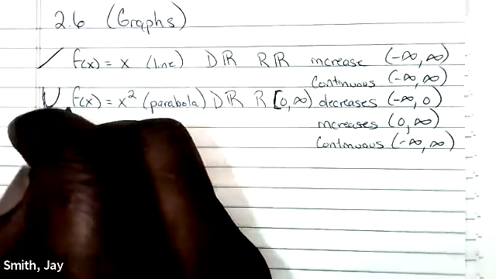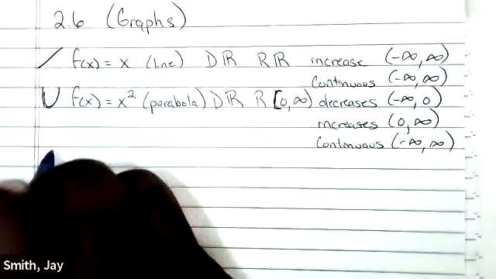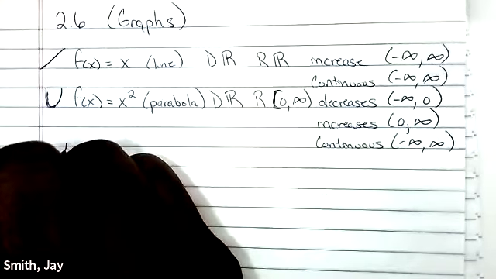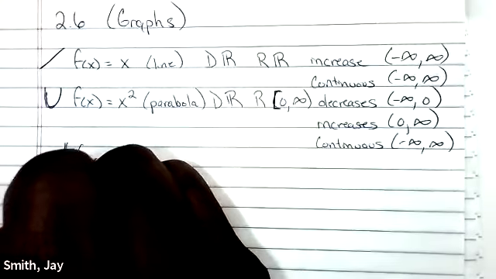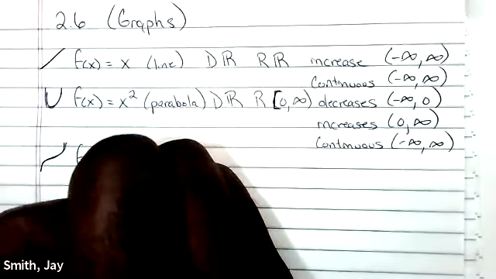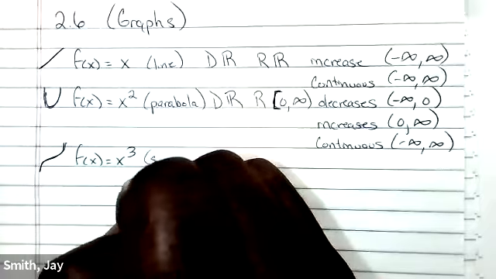Next graph that we need to know, the next graph that we had reviewed, is the function f of x is equal to x cubed. That's the graph that looks like a snake.